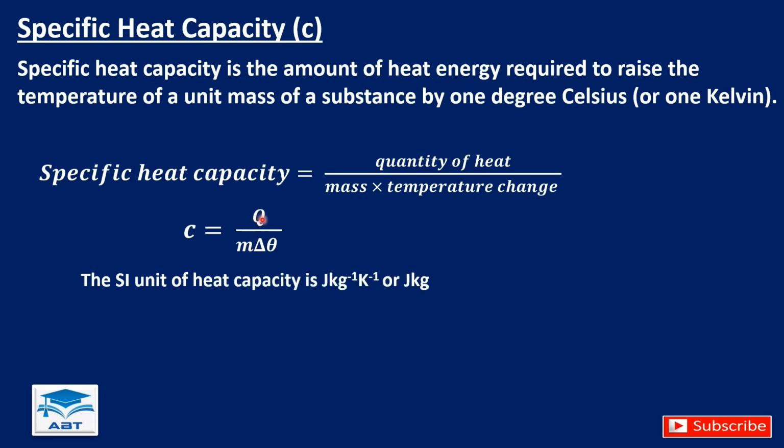So now the quantity of heat here is measured in joules, and we have mass at the denominator, so per kilogram, and temperature is also per Kelvin or per degree Celsius. So the unit is joule per kilogram per Kelvin or joule per kilogram per degree Celsius. And also we can cross multiply, and the quantity of heat will be equal to mass times specific heat capacity times temperature change.